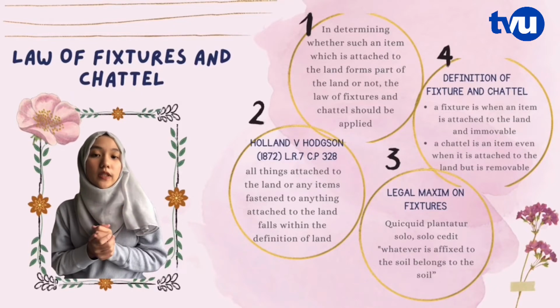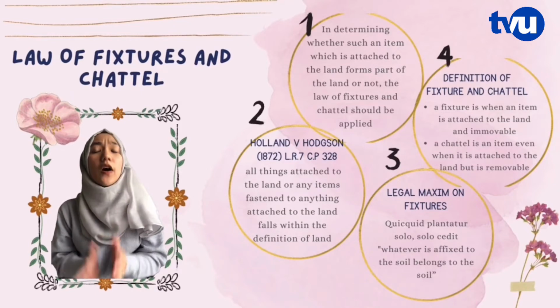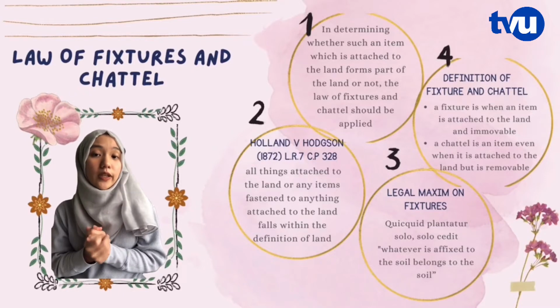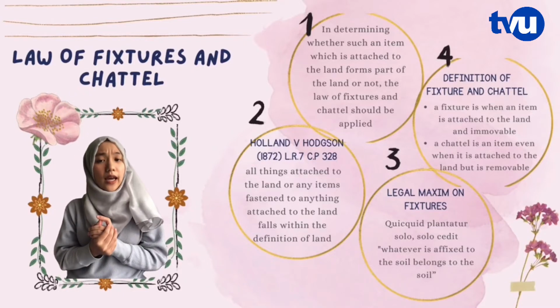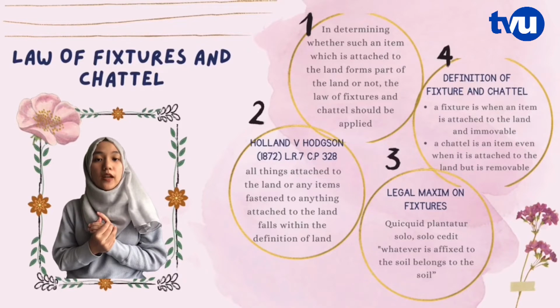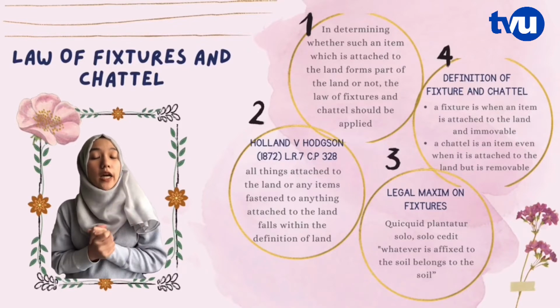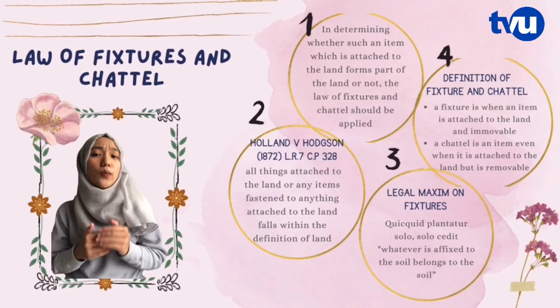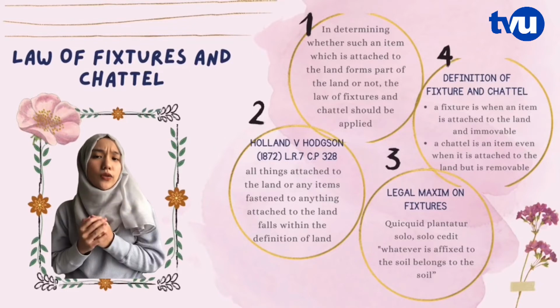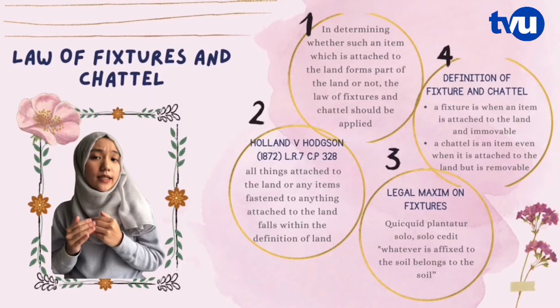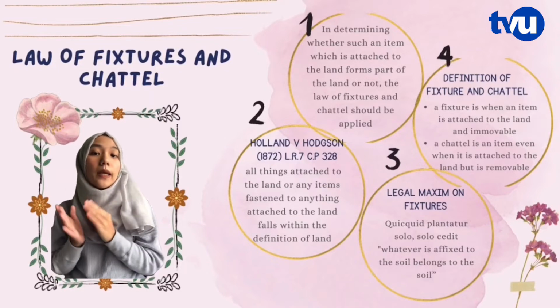The general rule of fixture has been expressly stated in the case of Holland v Hodgson, which illustrates that all things attached to the land, or any item fastened to anything attached to the land, fall within the definition of land. This case also laid out 2 tests, which are the degree of annexation test and the purpose of annexation test. The rule is also in line with the maxim which highlights that whatever is affixed to the soil belongs to the soil.